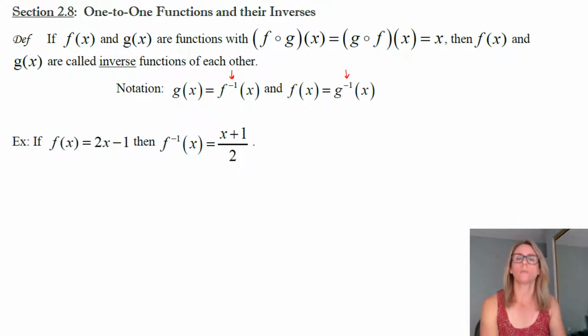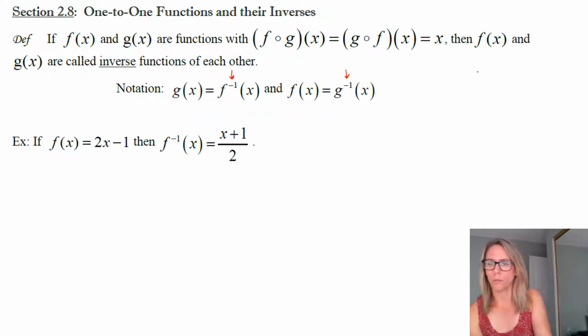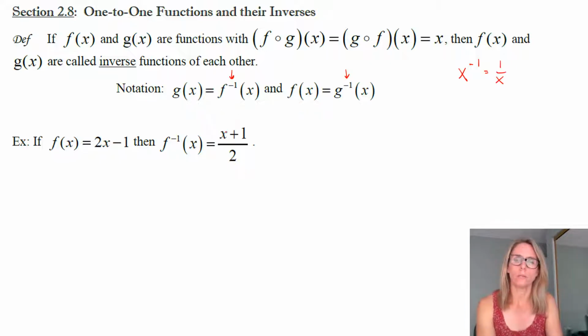Notice it is simply that we have this little -1 up at the top, but it's not an exponent. The key thing to see here is, if you had something like x to the -1, that's 1 over x. But this is not that. I understand that's what you're seeing, but it's just the notation for inverse. It means this is the inverse of something.